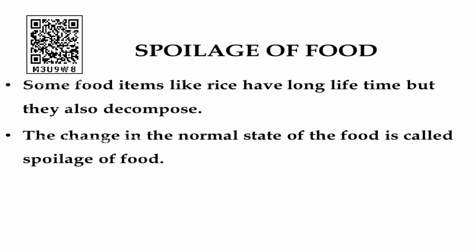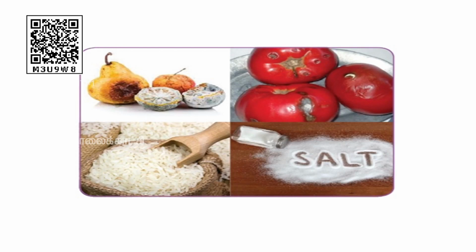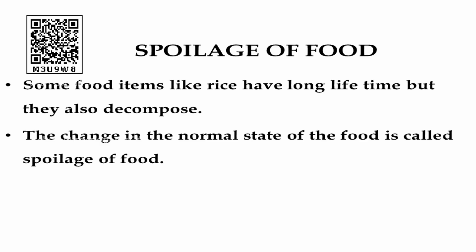So they are non-perishable. Some foods are non-perishable, as we have seen in the image: rice, salt, sugar. These take long time to decompose. Even these will decompose, but it takes long time. But fruits and vegetables get spoiled easily, so they are called perishable foods. Now I think you can understand what is perishable food and what is non-perishable food. Okay, what is called spoilage of food? The change in the normal state of the food is called spoilage of food.